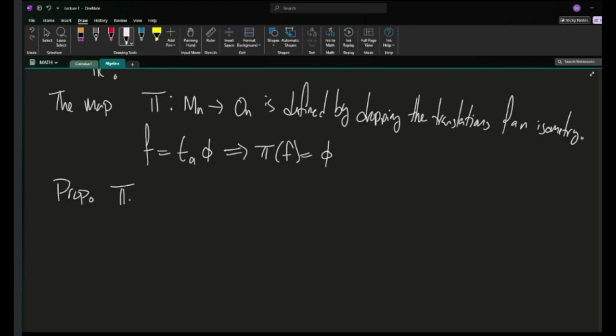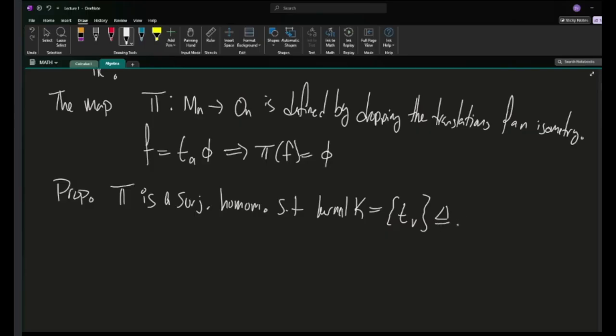Proposition. So we now have a proposition that we're just trying to prove, that pi itself is a surjective homomorphism such that its kernel K is just equal to a singular element, the translation of v, which in fact is normal to this set of isometries.